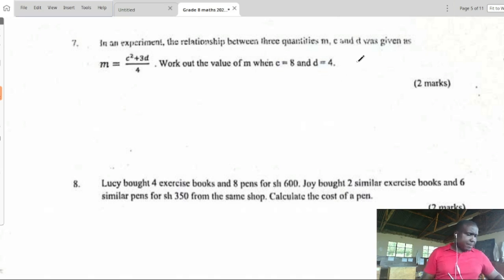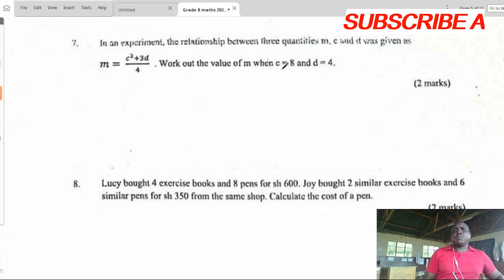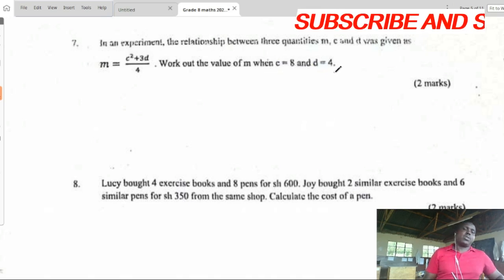Number 7. m is equal to c squared plus 3d, divided by 4. Work out the value of m when c is 8 and d is 4.